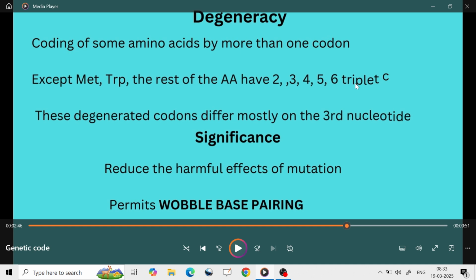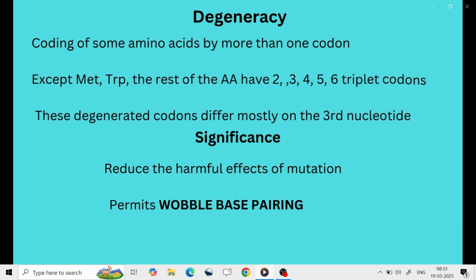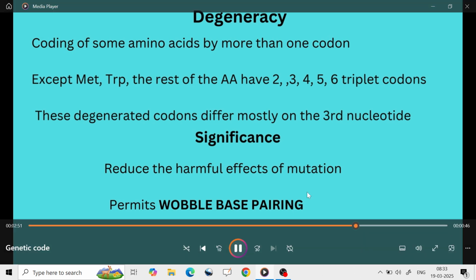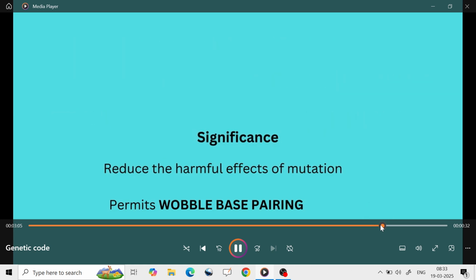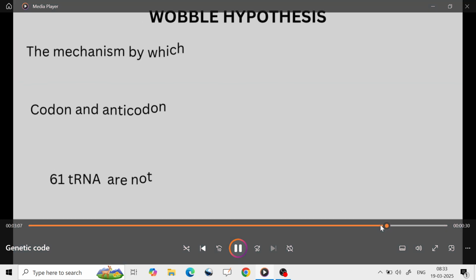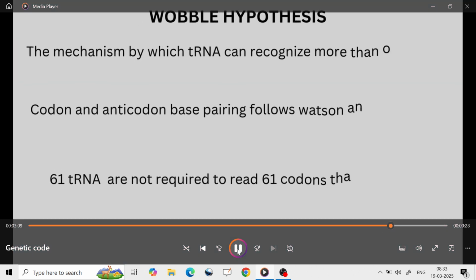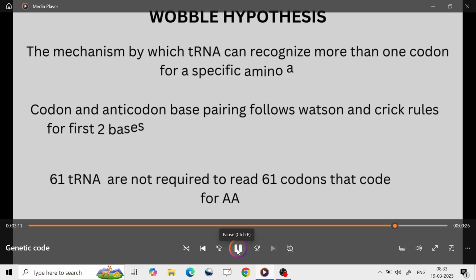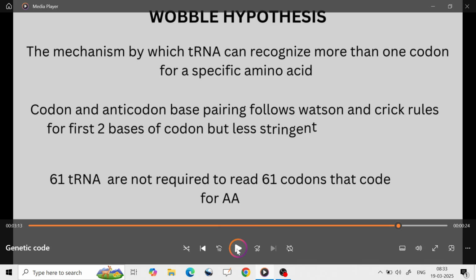If G comes in, it would lead to one amino acid. If C comes in, it leads to one more amino acid. This is what you call wobble base pairing, which was proposed by Crick. You are all well aware of the structure of DNA, right? So this is how wobble based pairing happens. I told you the wobble hypothesis is the mechanism by which the tRNA can recognize more than one codon for a specific amino acid. I hope you got the point.